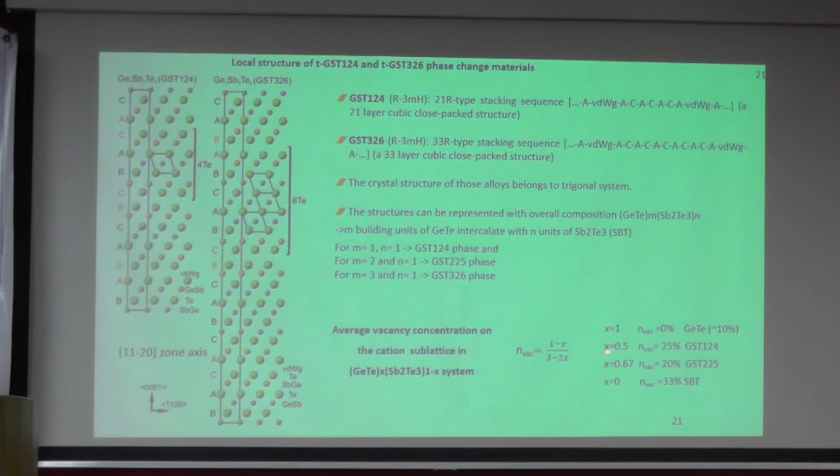If they take the value x equal to 0, then they get the phase GST 1 to 4, and it contains 25% of vacancies. Now, if you increase the amount of germanium and antimony, then we get our phase GST 2 to 5, and it has 20% of vacancies. And for antimony telluride, with low germanium, the number of vacancies is on average 33%.